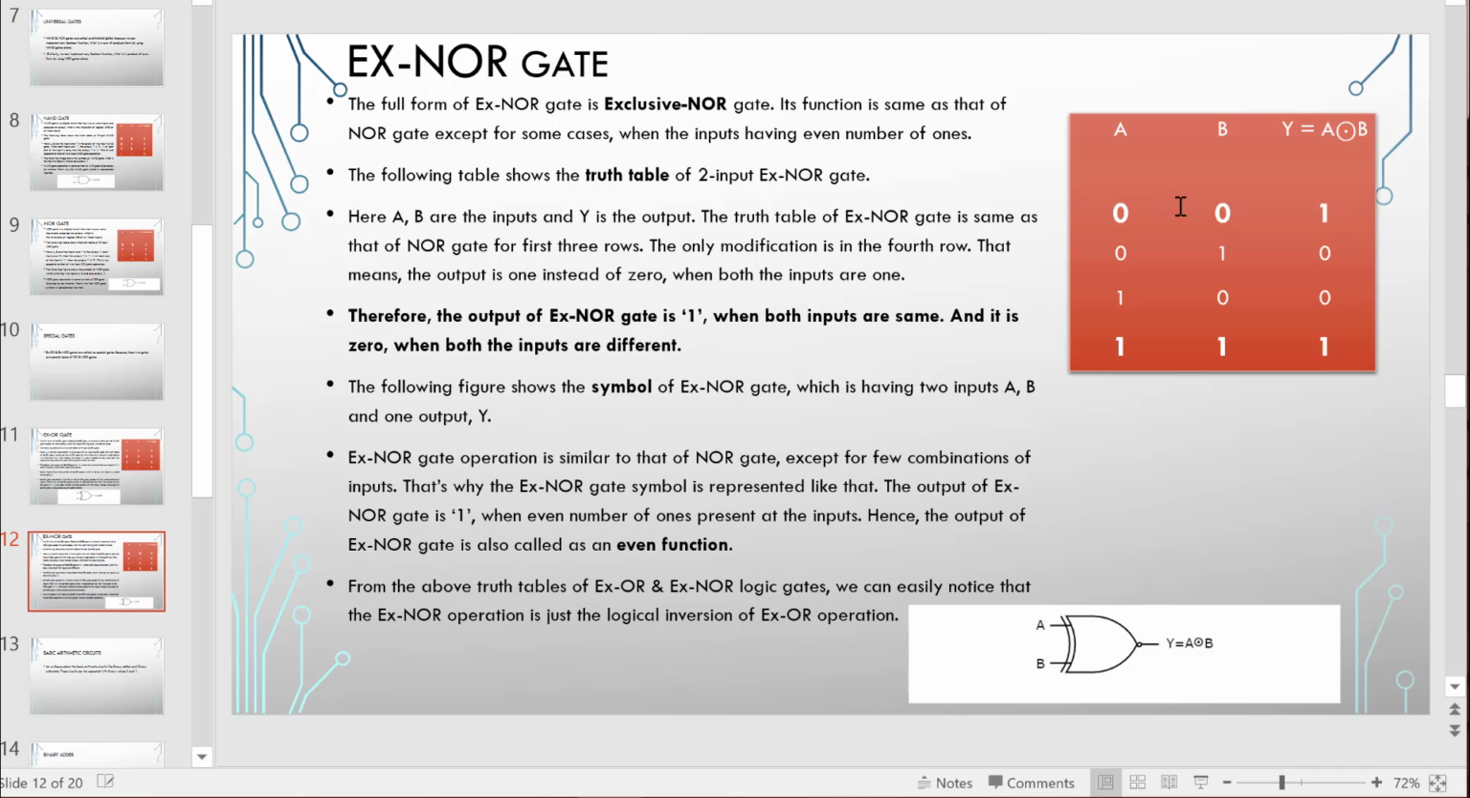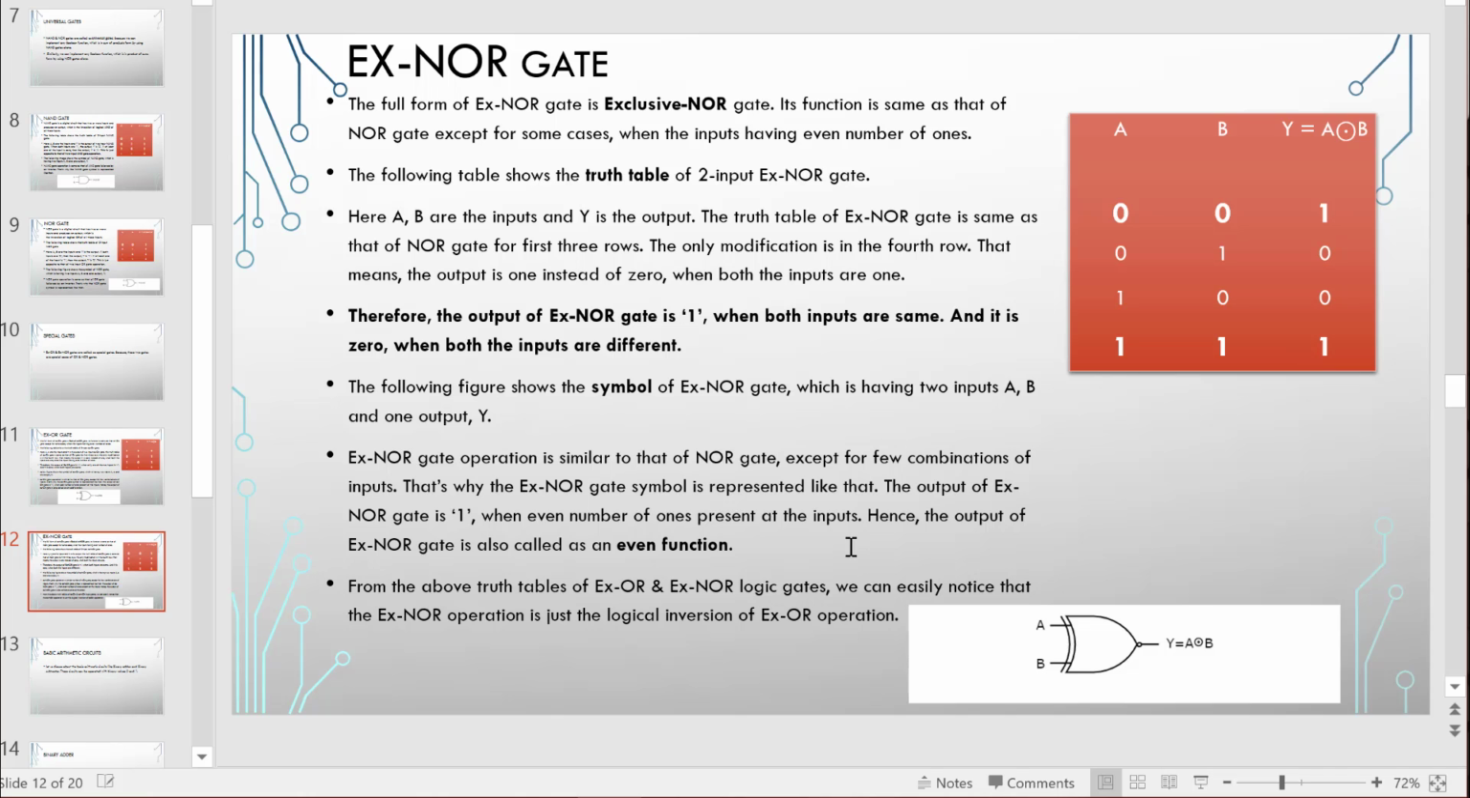If there is an even number of zeros or an even number of ones, we will have 1 in the output, and if there are 2 ones in the input, then we will have 1 in the output, right? So we can say that it is the even function, because if there is an even number of ones, it will give you 1 in the output, right?